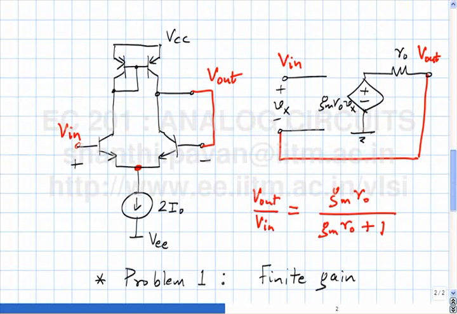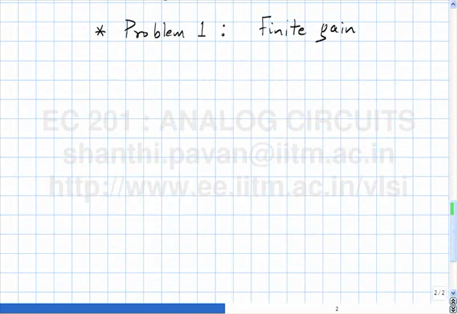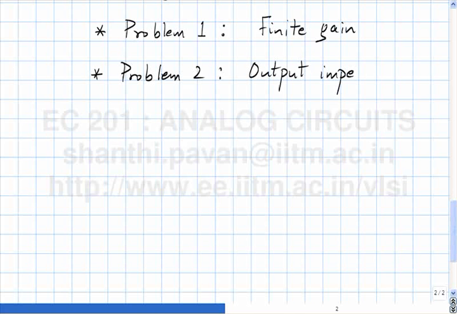What other problem do you see in this circuit here? What is the definition of an ideal op-amp? Large gain. The output impedance must be low. So this is the second problem. The output impedance is the second problem. Alright?